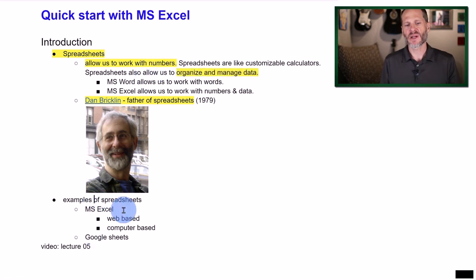So different examples of spreadsheets, just like there's different examples, different manufacturers of SUVs, right? Like there's Ford, Toyota, Honda, Mercedes, BMW, they all manufacture SUVs. There's also different manufacturers of spreadsheets. So Microsoft manufactures spreadsheets, and they have Microsoft Excel, which we're going to learn about in this course. And there's a web-based version and a computer-based version. We're going to learn about that in the next video. And then Google also is another company that manufactures spreadsheets, and they have Google Sheets. So that's another place where you'll be able to use spreadsheets if you want to use them.